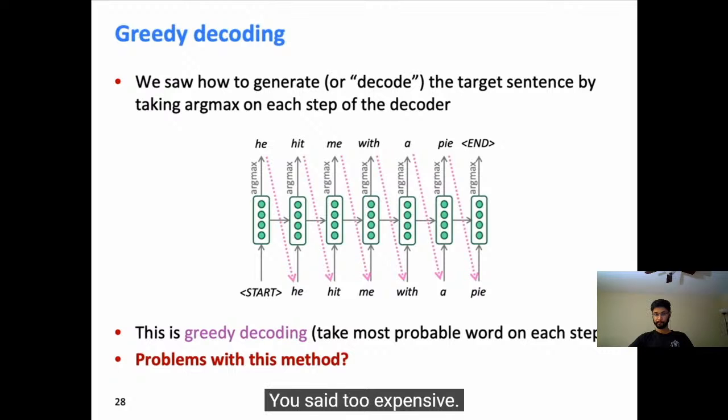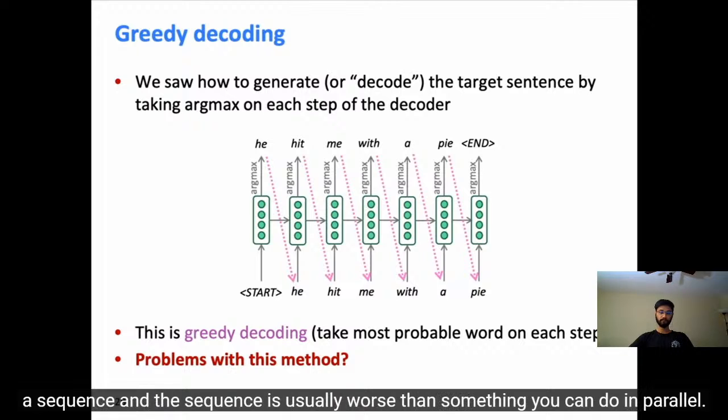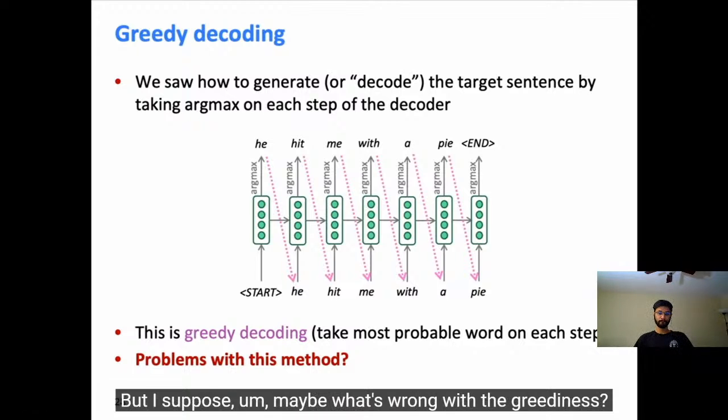So you said too expensive. I guess it is expensive in that you have to do a sequence, and a sequence is usually worse than something you can do in parallel. But I suppose maybe what's wrong with the greediness? Can anyone suggest what's wrong with the greediness?